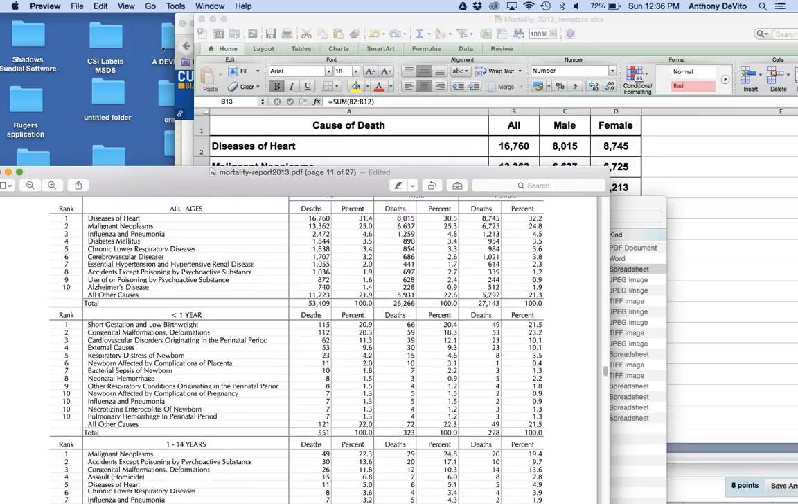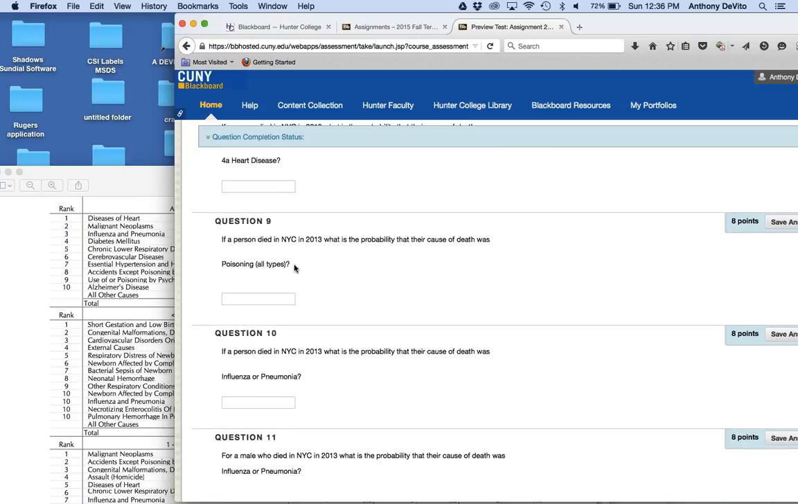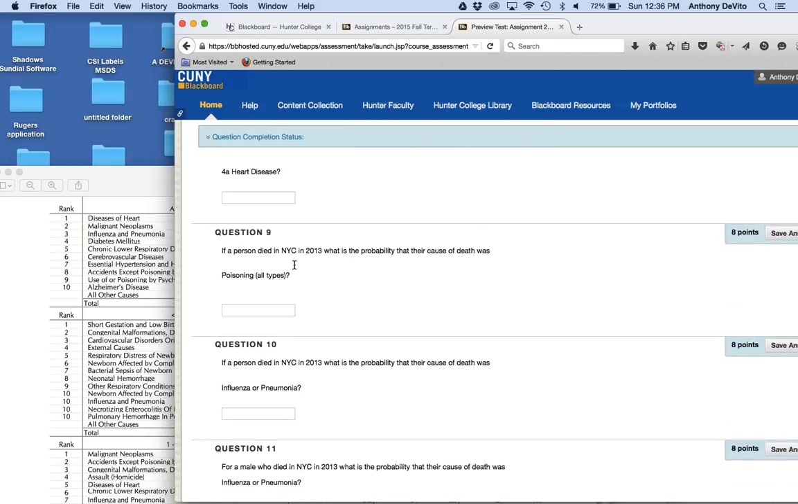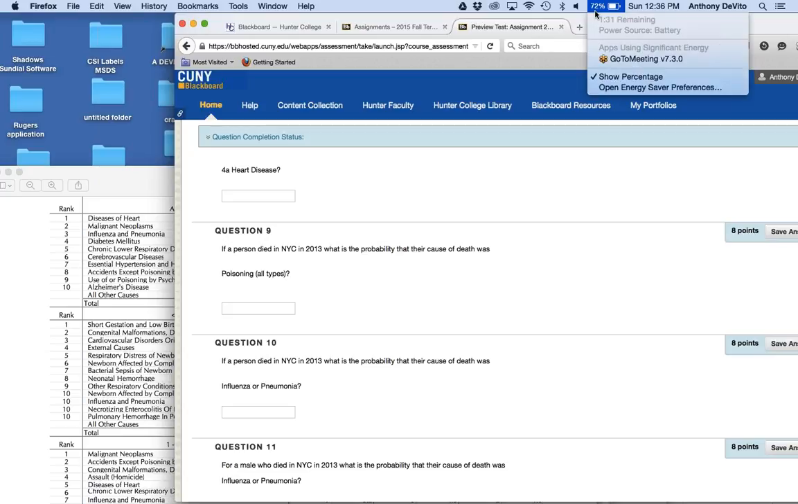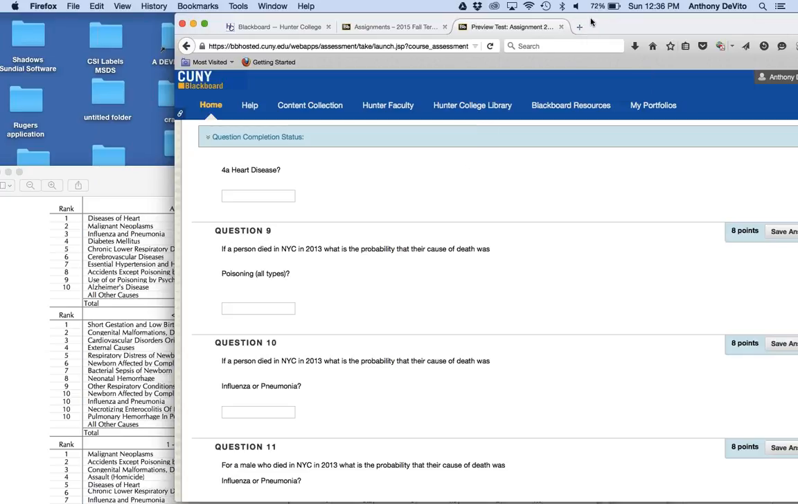The next question was, as we go forward, it gets a little bit more interesting. Next question was poisoning. What's the probability that the cause of death was poisoning, all types? Well, I got a couple of questions on this already.